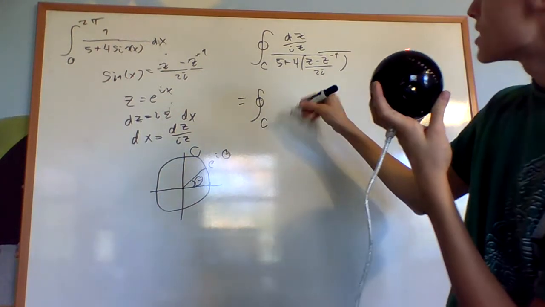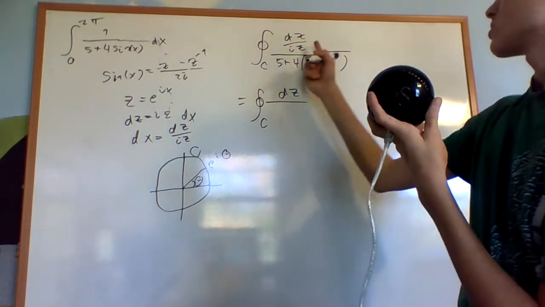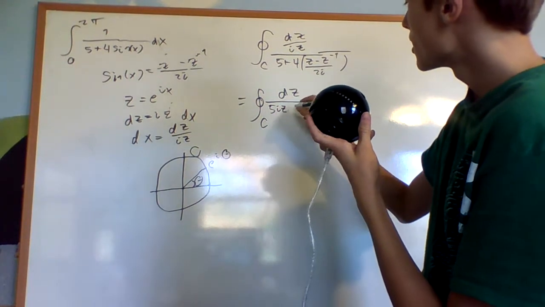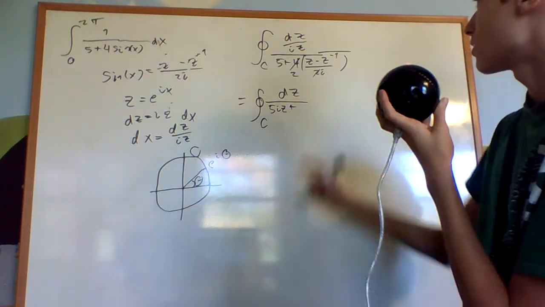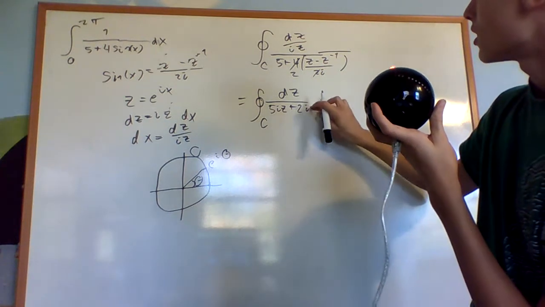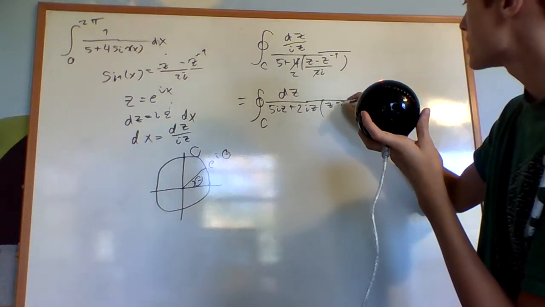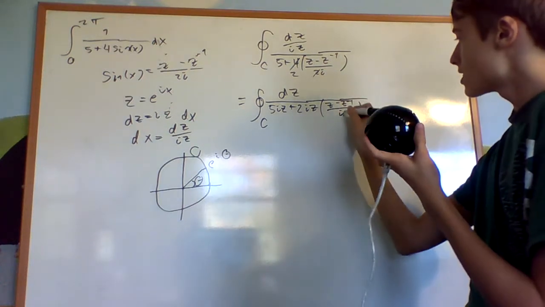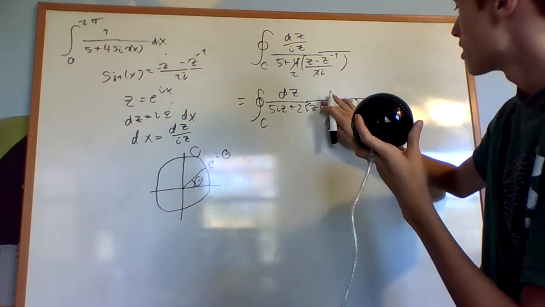I'm going to multiply the denominator and the numerator by iz. So that'll cancel out, and I'll get 5iz plus 4, and there's a 2 there, multiplied by iz, so 2iz times (z minus z^(-1)) over i. And you may notice those i's cancel out, and so we're left with this.